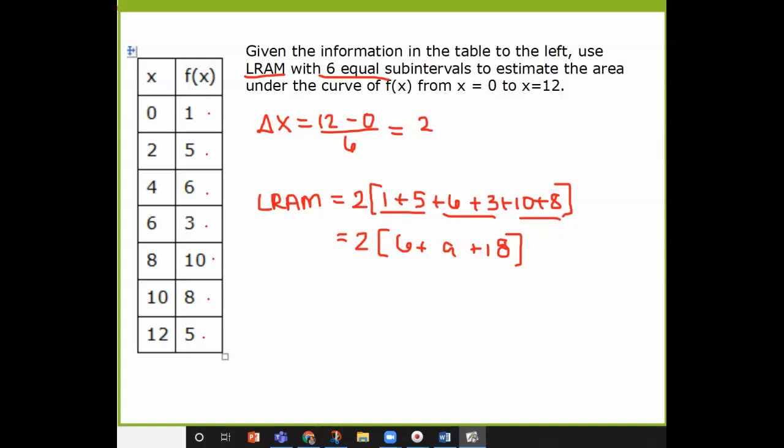So 18 and 9 is 27. Adding 6 more to that, we get 33. 2 times 33 is 66. So we had 74 versus 66. And again, those numbers are 8 apart because 2 times 4 is 8. And the difference between 1 and 5 is 4. And the width is 2.